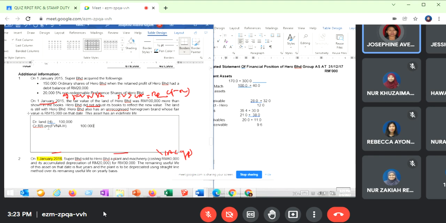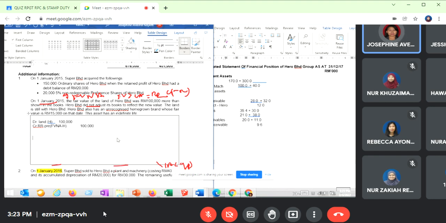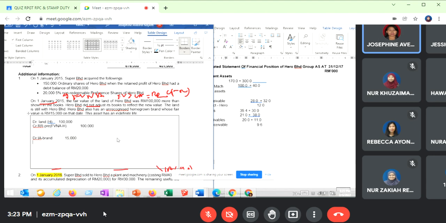For the purpose of calculating goodwill. Okay. And the next item is the intangible asset. So the group is going to recognize an intangible asset, the brand. Okay, and this will go to the statement of financial position at the figure of 15,000. Then you credit the revaluation reserve pre-acquisition. So this will go to the FV&A of H as well. Okay. Right.